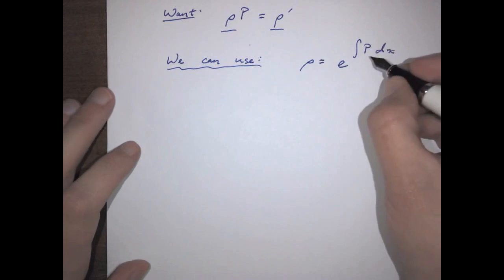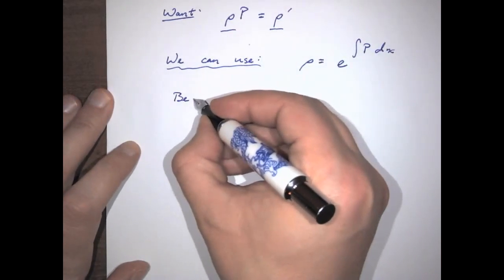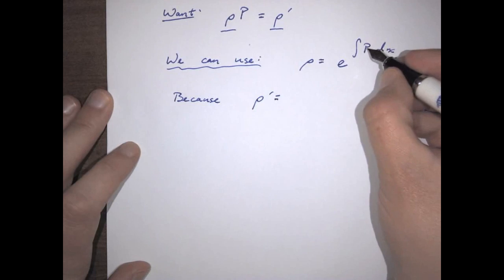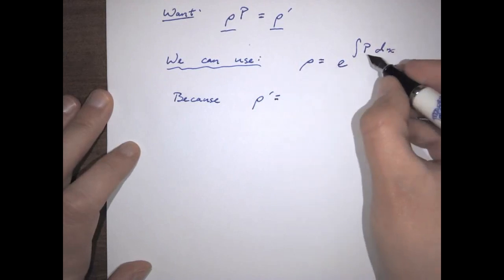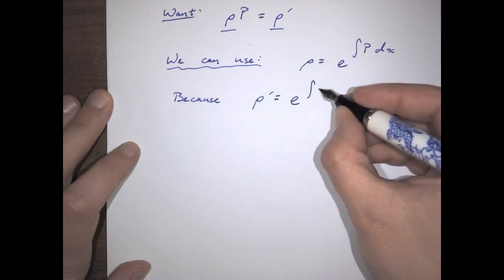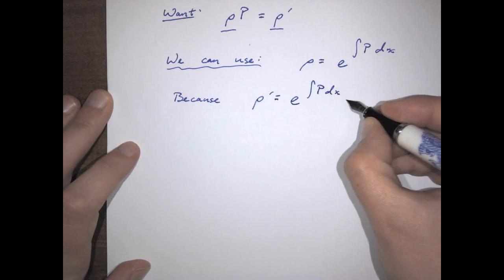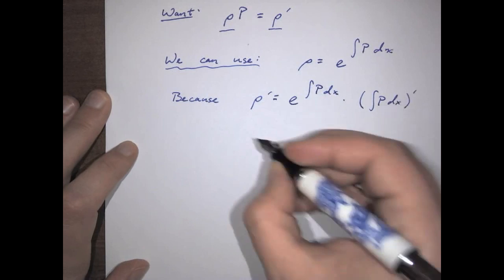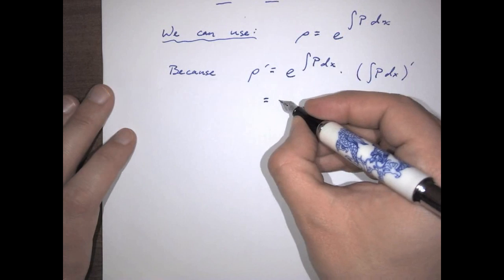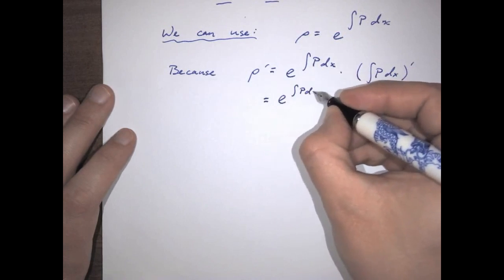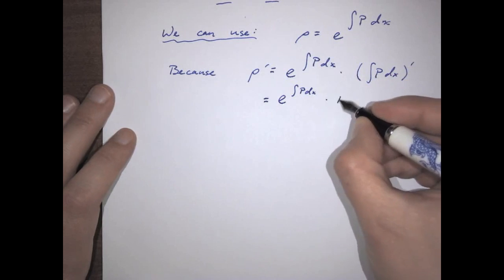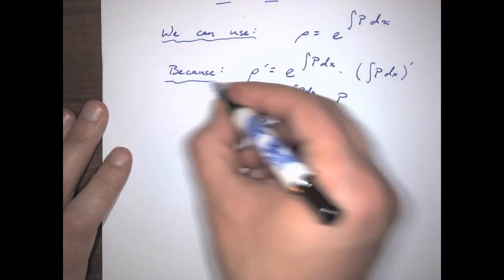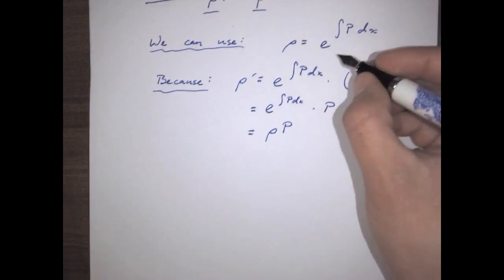We can use this because then rho prime will equal, according to the chain rule, e to the integral p dx times the derivative of the integral of p dx with respect to x, which in other words is just going to equal e to the integral p dx times just p, which means, in other words, just rho times p. So what we can use is the integrating factor that we get from this.